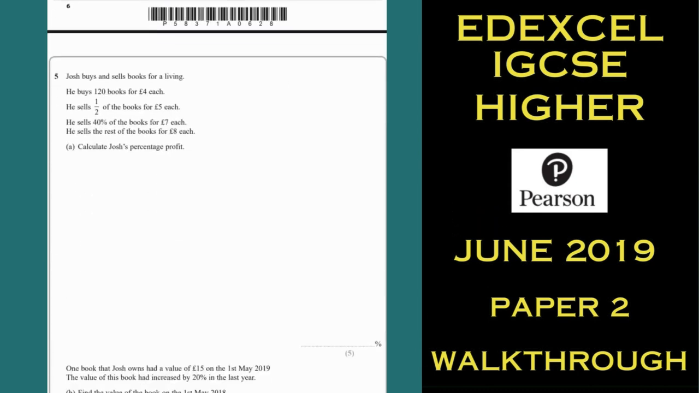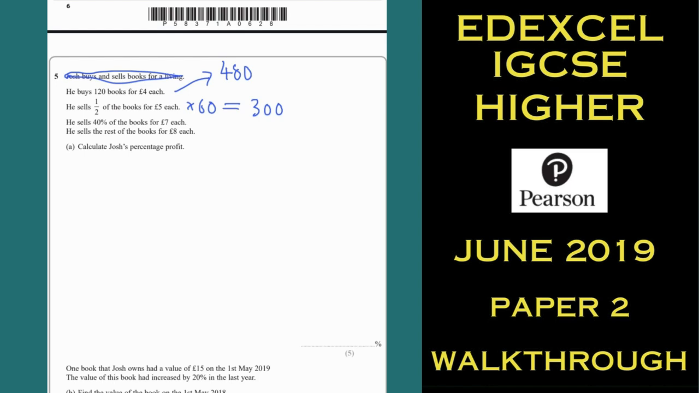Number 5, good old wordy, but as I always do, whether you're higher or foundation, I don't care. One line at a time. Top line, don't really care. He buys 120 books for £4 each. In other words, he spends 480. He sells half of his books, so that's 60. So half times 60 means he makes £300 on them books.